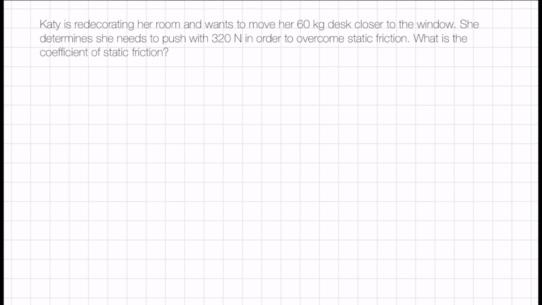Okay, so let's start by highlighting our givens. I know that the desk is 60 kilograms. I know that she needs to push with 320 newtons, and she is overcoming static friction. That's something I'm going to highlight in pink. Kind of a read in between the lines situation.